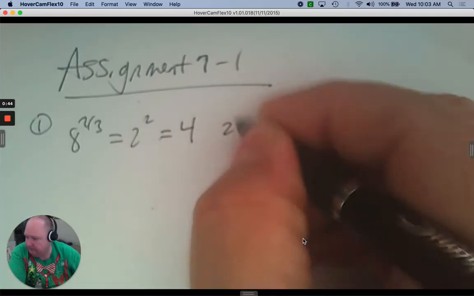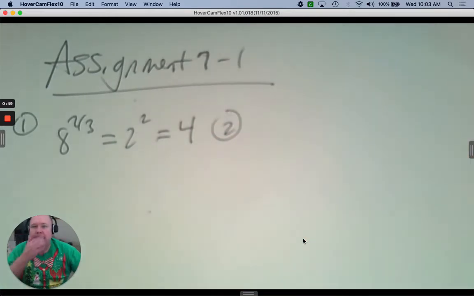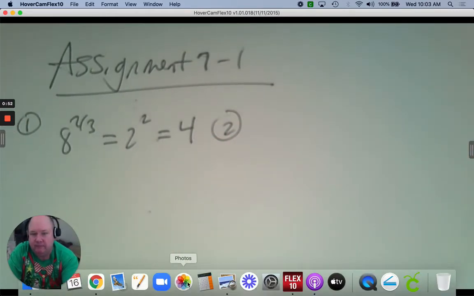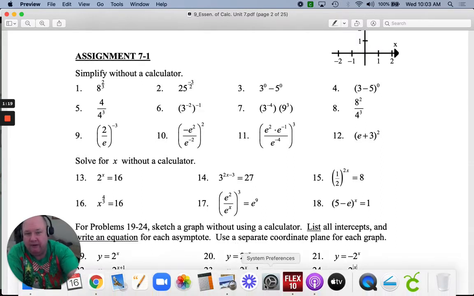Number 2 is 25 to the negative 3/2. So again, the denominator of the fraction is the square root. That's 5. And then 5 to the exponent negative 3. The negative exponent means reciprocal, and 5 times 5 times 5 is 125. So it's 1 over 125.